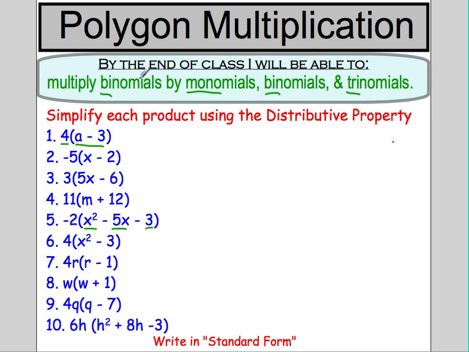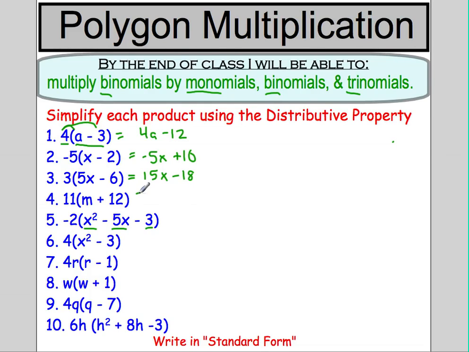Let's quickly work through simplifying each product using the distributive property. When we do this, we say 4 times a and 4 times negative 3. 4 times a is 4a. 4 times negative 3 is negative 12. That's our final answer. Negative 5 times x is negative 5x. Negative 5 times negative 2 is a positive 10. Remember that a negative times a negative does give you a positive. 3 times 5x gives you 15x. 3 times negative 6 is negative 18.